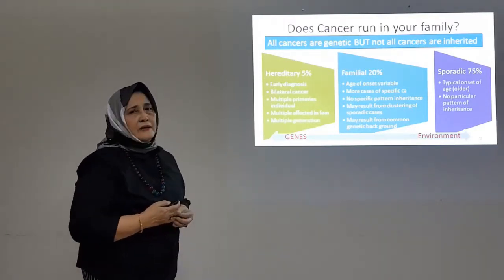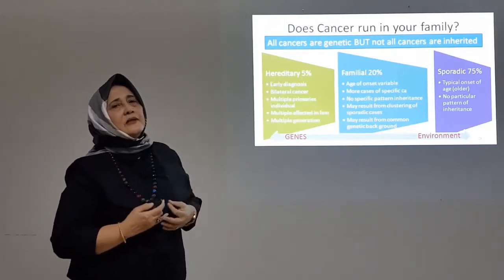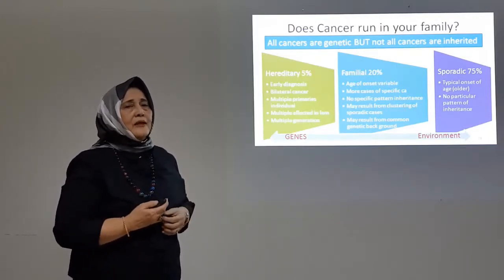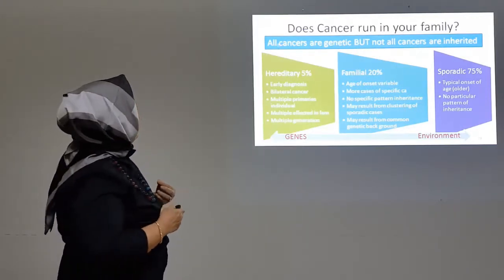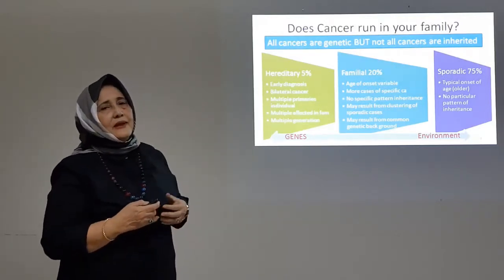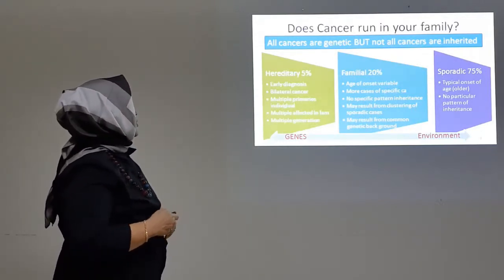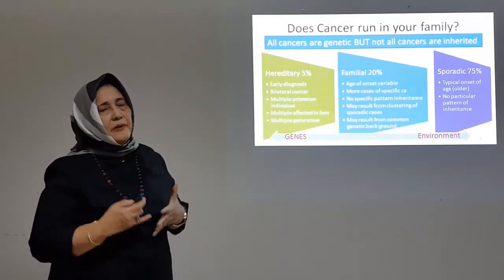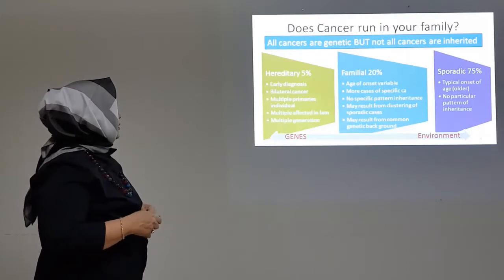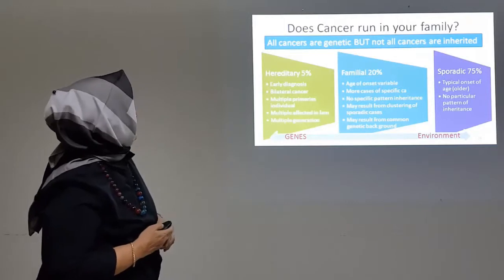And the sign of hereditary cancer is usually bilateral cancer, so the affected site is not only one, it can be two organs, can also be both breasts. The primary can be multiple, for example in the ovary and elsewhere, and there can be multiple affected in the family. So in the family, more than one affected, and also multiple generations, like in autosomal recessive or autosomal dominant.